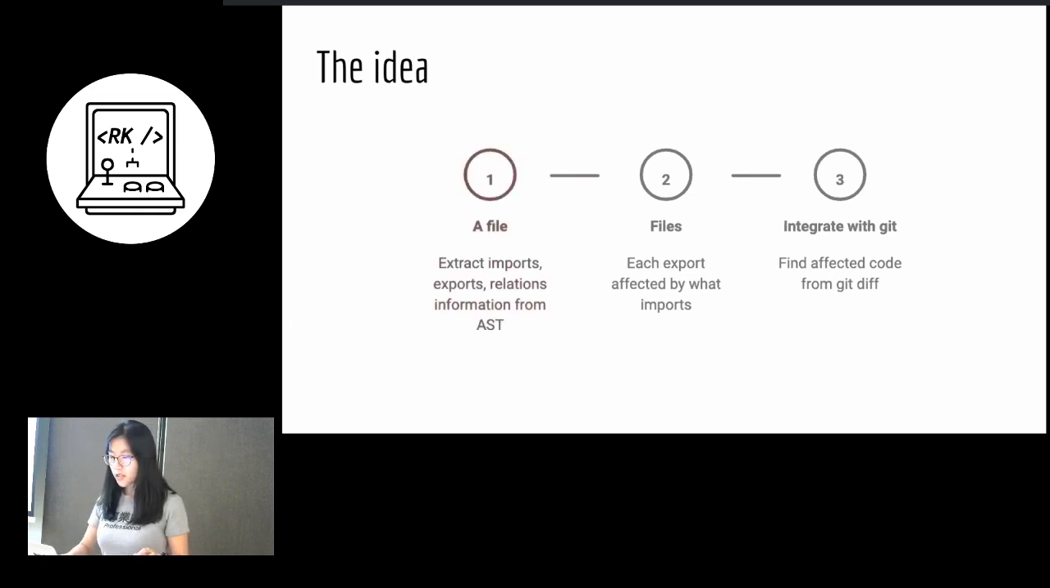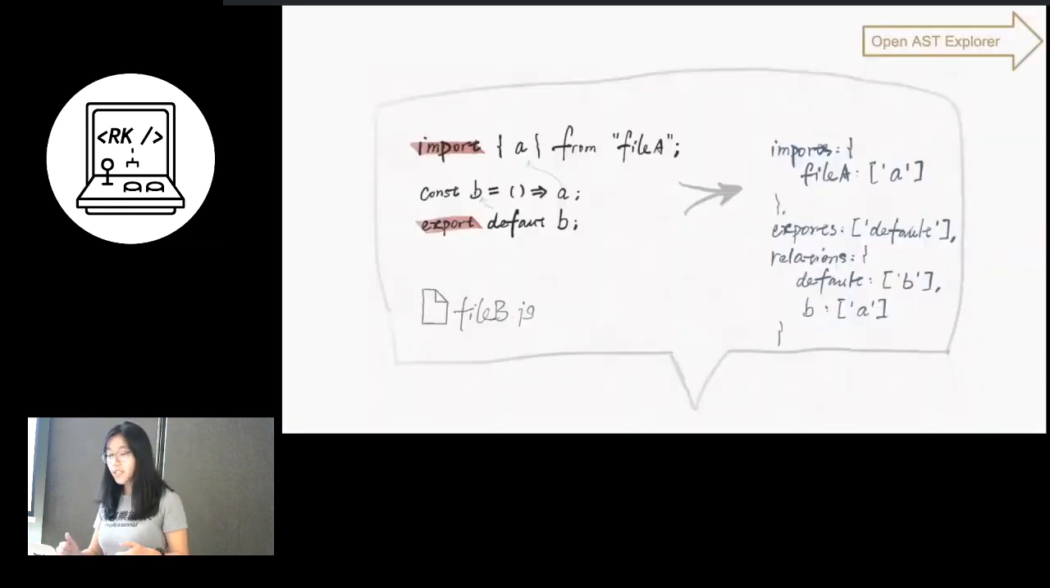So let's start with the first step. Imagine that I have this simple file called file B. It only has three lines, very simple: import, declare a function, and then export default. All right, then I want to get this kind of information on the right side. I want to get the imports, exports, and the relationships between all those functions, variables, whatever.